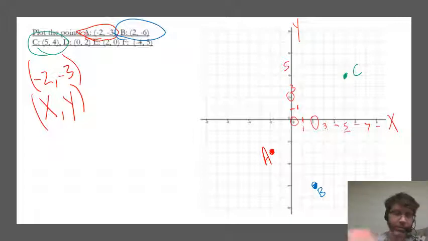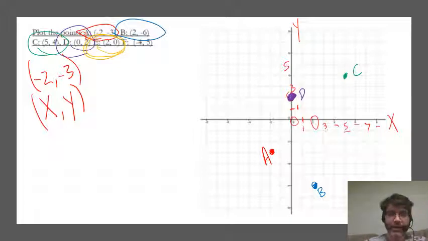D, purple. D is 0 comma 2. So 0 is the x value, so I don't go left or right, but I do go up 2 because that's the y value. So that's D. E is the next one. I'll do this orangey yellow. E is 2 comma 0. So I go to the right 2, but I stay right on the x-axis because the y value is 0, so I don't go up or down.